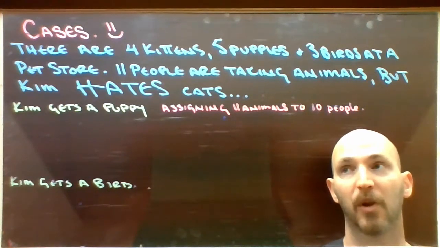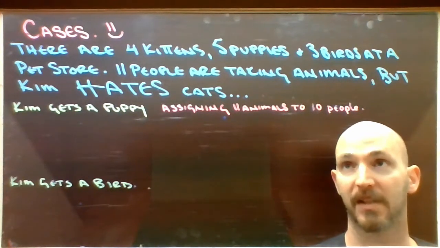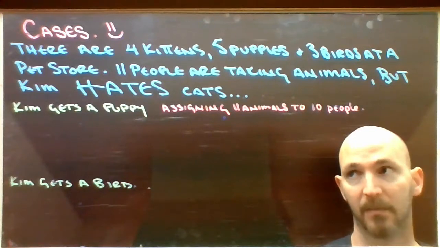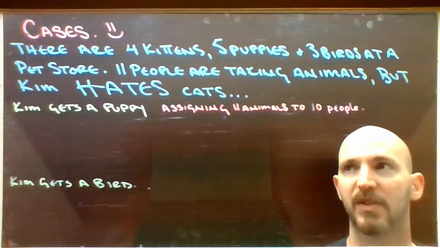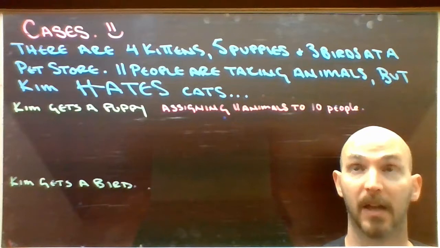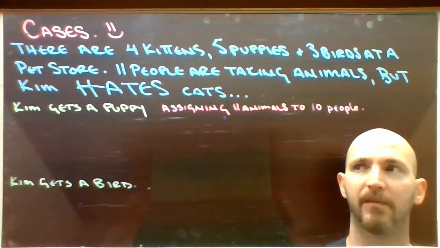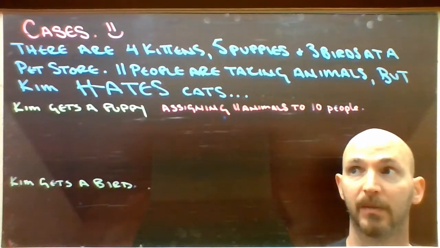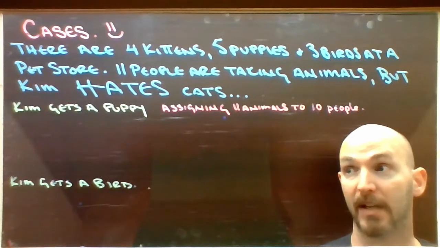Now, for the purposes of this question, we're going to assume that all kittens are the same, all puppies are the same, and all birds are the same. We could do this question 2 ways. In fact, maybe we'll do them both ways. The first one, I'm going to assume that I have indistinguishable animals, 4 kittens, 5 puppies, 3 birds. And I'm not taking all of them. I'm only taking 10 of those 11. So that in itself generates cases.